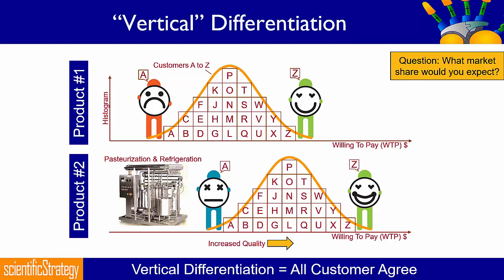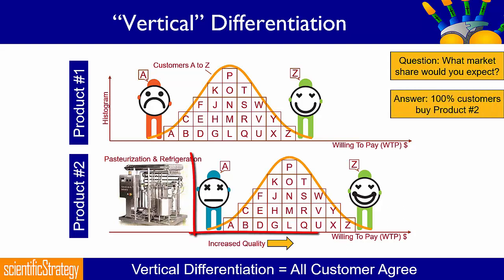They all perceive the willingness or the value of the second product. They all have a willingness to pay for the second product that's higher than the first product, right? It's objectively a better product. The product is cleaner, more stable, tastes better, looks clearer. It's a better product. So customer Z thinks product 2 is better than product 1. Customer A thinks product 2 is better than product 1. Everybody thinks it is. So what market share would you expect if these two competitors were competing in the market? Well, in fact, 100% of customers would buy product number 2, assuming that the prices were comparable.